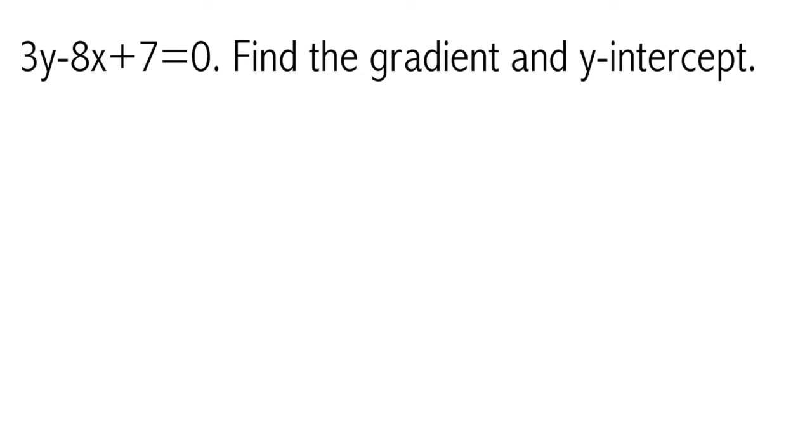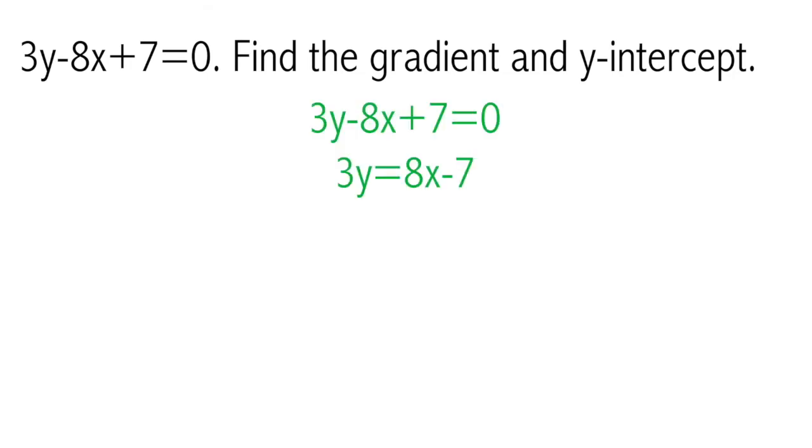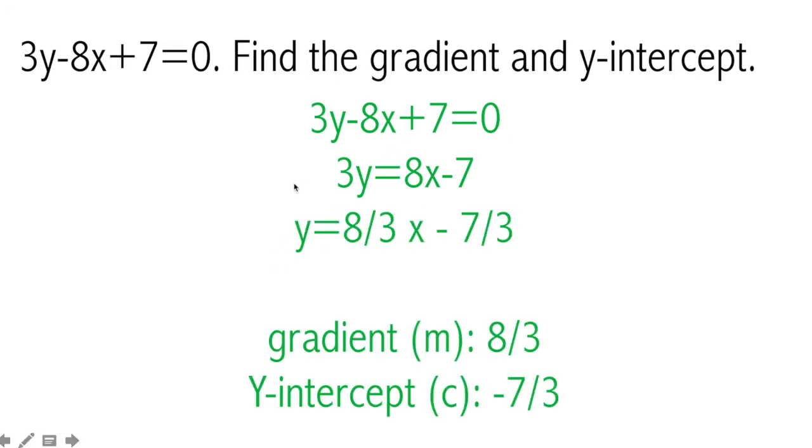So sometimes you might see an equation like this, and they might ask you to find the gradient or the y-intercept. The process is to first isolate the y value and its coefficient. So we'll move 8x to the other side and 7 to the other side, so we end up with this. Then we divide everything by 3 to isolate just y. Once we have this, we see it is in the form y is equal to mx plus c. Here c is a negative number, which is minus 7 by 3, and the gradient is 8 by 3, and therefore we have solved the question.